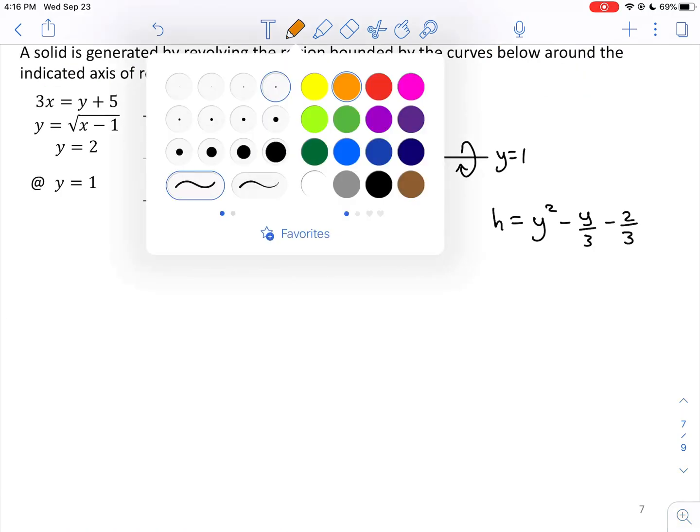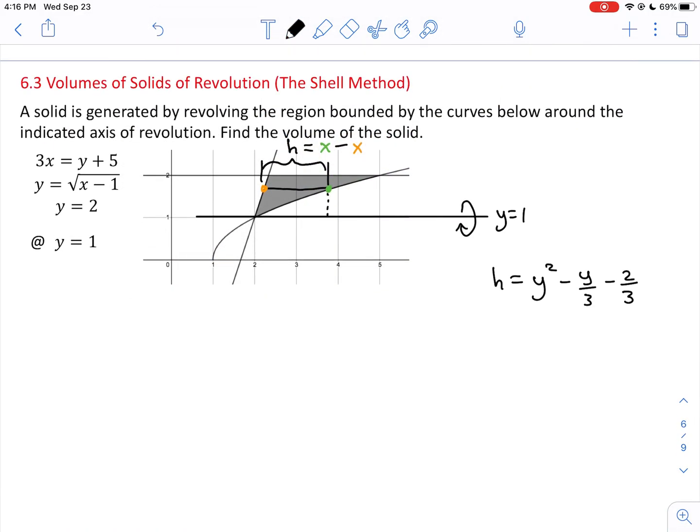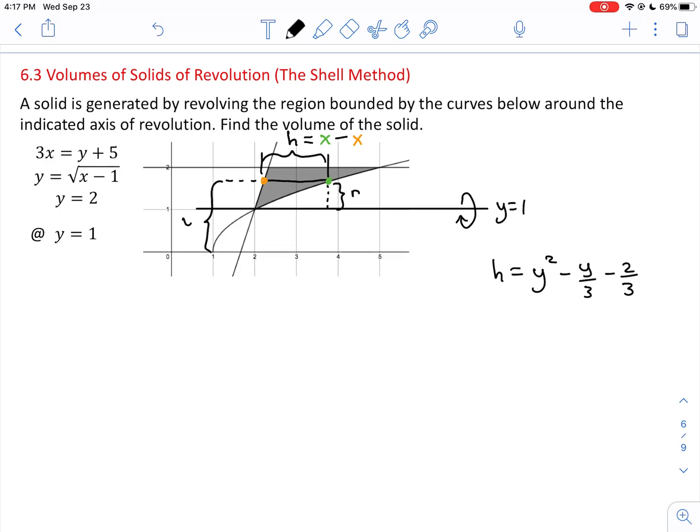This time our radius of revolution, though, is changed. How far is the horizontal strip from the horizontal axis of revolution? That's going to be the r. Well, we know the green and the orange points are both y units above the x-axis. And we know that this length here is 1. The axis of revolution is 1 unit above the x-axis. Then r is going to have to be the difference of those two. So r should be y minus 1.